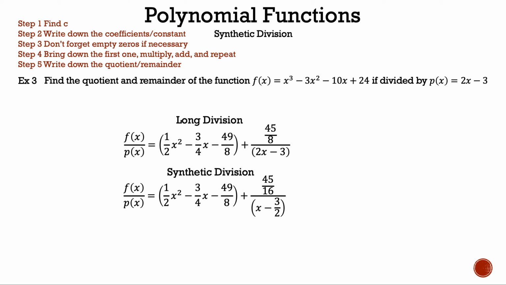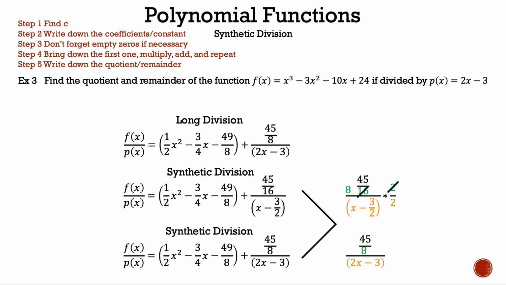Now, let's take a look at why this is an acceptable answer. If we multiply the last fraction in the synthetic division by 2 over 2 to convert the x minus 3 over 2 back to 2x minus 3, we get the same answer as the long division. So, either answer is correct.